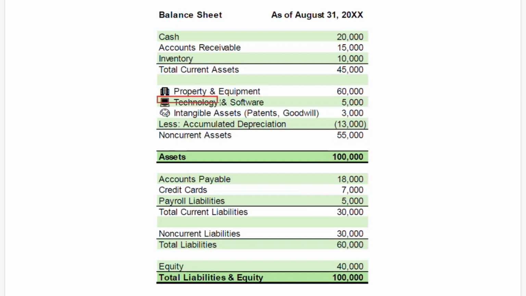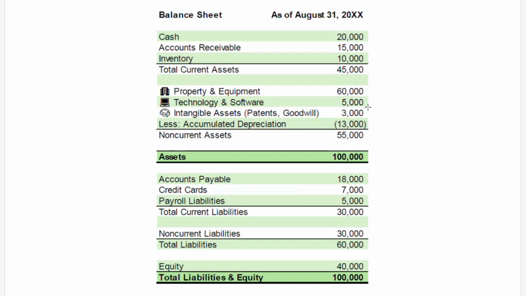Now, technology and software, that's a little bit more of an intangible type of item, meaning it's not something that you can touch, right? You've got your vehicle out in the parking lot. You can go out and touch that vehicle and it's there. But if you've paid a lot of money to use another business's software, you've paid it all up front, and you're going to amortize that cost over a period of time, it's going to sit on your balance sheet like that. Okay, so that's an example of technology and software.